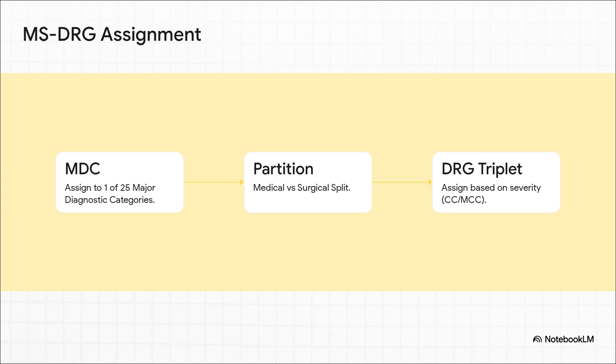Okay, so the grouper processes all these inputs in a really logical 3-step hierarchy. Step 1, it assigns the case to one of 25 major diagnostic categories, or MDCs. These are essentially just body systems, like MDC-05 for the circulatory system. Step 2, it partitions the case into either medical or surgical. The rule here is super straightforward. If there's a major operating room procedure, it goes surgical. If not, medical. And finally, Step 3, it assigns the DRG triplet based on severity.